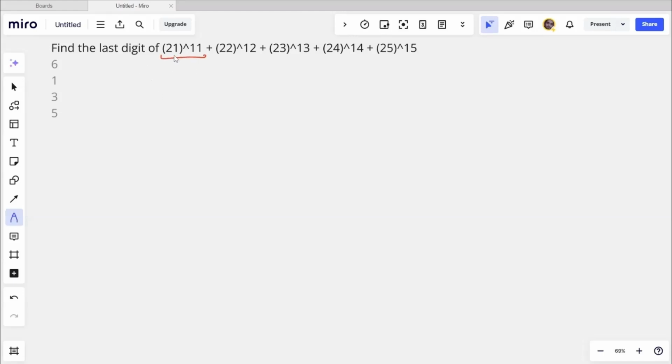As we know, the result of this expression is completely dependent on the unit digit of the base. This is our base, this is our exponent. So the whole result of this part of the complete expression is completely dependent on the unit digit of the base. If the unit digit of the base is 1, the unit digit of the resultant value will always be 1. It doesn't matter what the power is. So the resultant unit digit of this part of the expression will be 1.